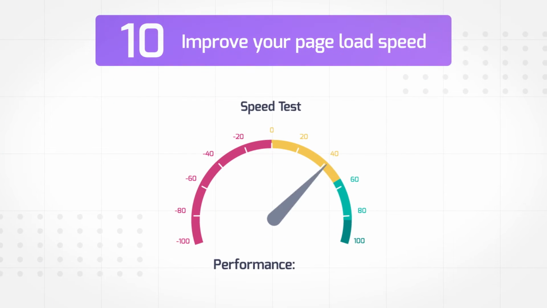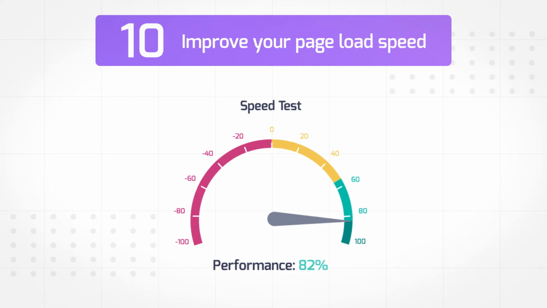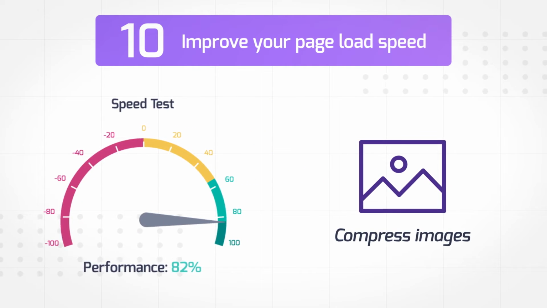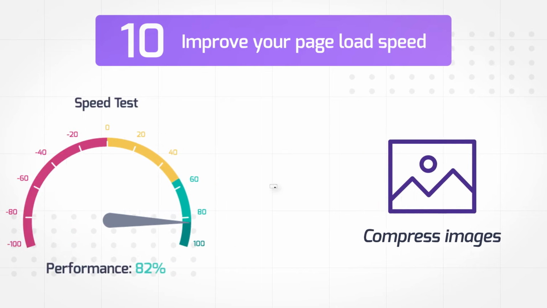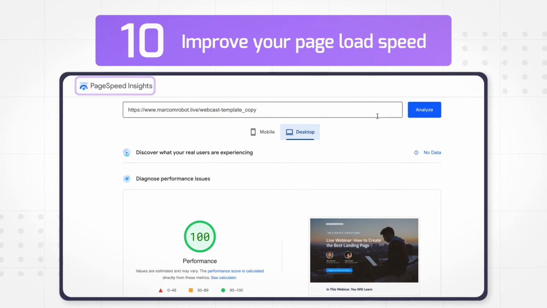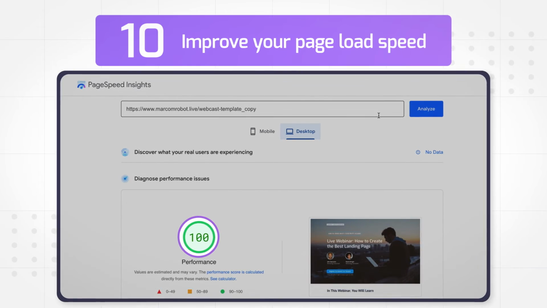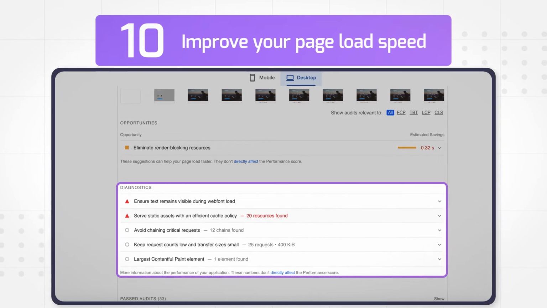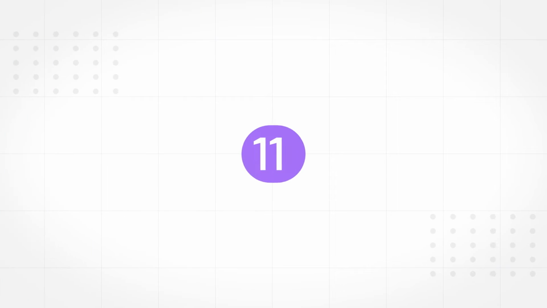To maximize page load speed, you need to ensure all of your images have been compressed before you start using them on your landing pages. Testing your landing page speed is easy. You can use Google's Page Speed Insights to check page load speeds manually. If you're using Marcom Robot Landing Page Builder, you've got the page load speed testing feature available for you out of the box.